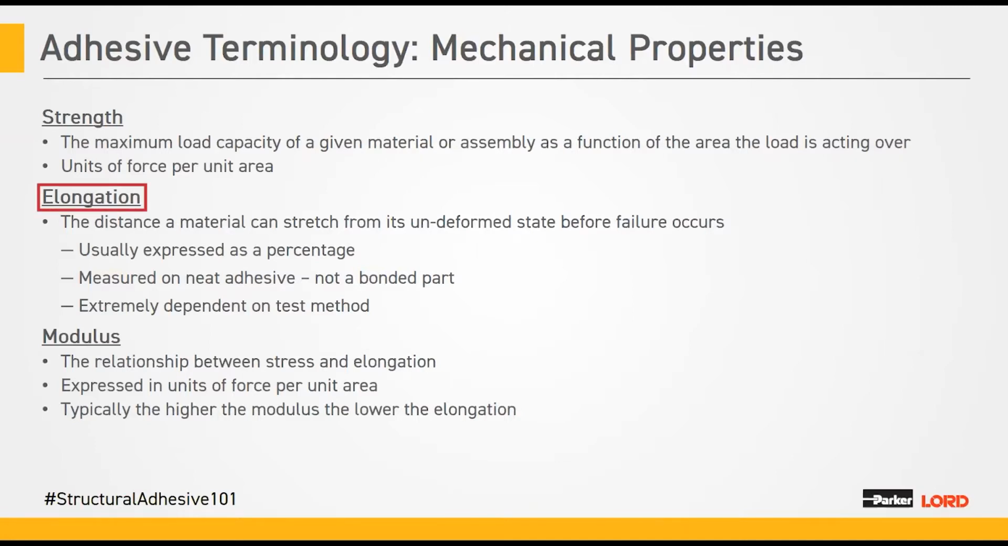Elongation is simply the distance the material can stretch from its undeformed state until it begins to fail. It's usually expressed as a percentage, so something might have 100% elongation. A good example would be a caulk. It might have 200 or even 500% elongation. It's measured again on the neat adhesive itself, not as a bonded part, and it's extremely dependent on the test method. There are many, many test methods out there which will give different elongations. So it's something to be cognizant of, and if you have questions, certainly ask the adhesive supplier.